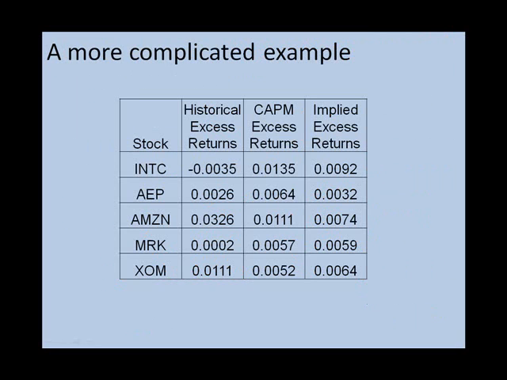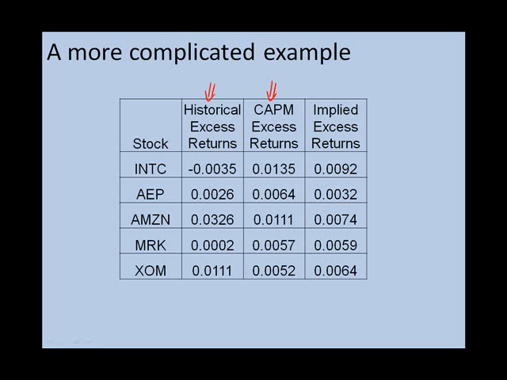Here's a more complicated example, and we're going to go back to our 5 stocks that we've seen throughout the course: Intel, AEP, Amazon, Merck and ExxonMobil. And we have calculated expected excess returns using historical data and the CAPM. We also calculated the implied equilibrium excess returns. That's the values that are represented here in the table.